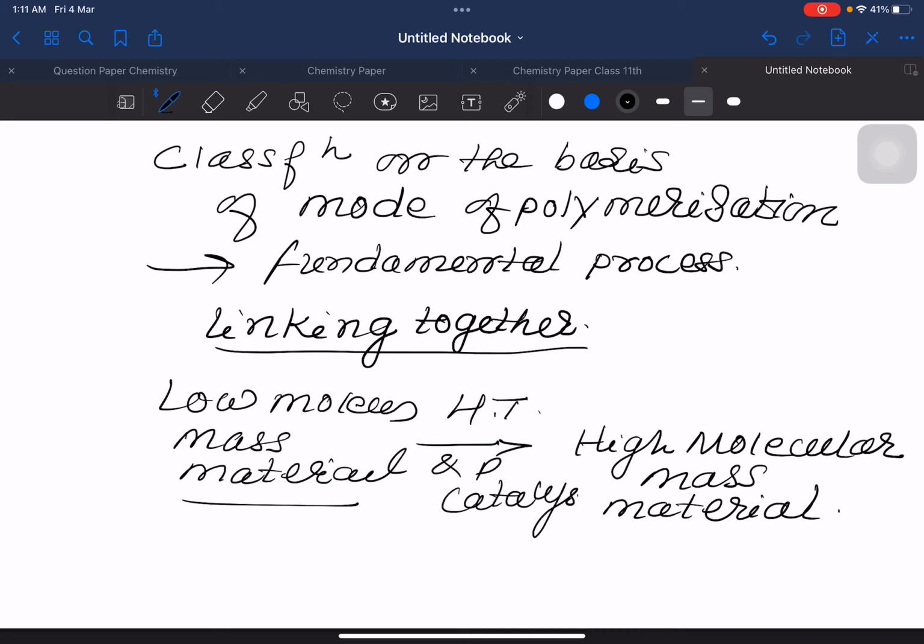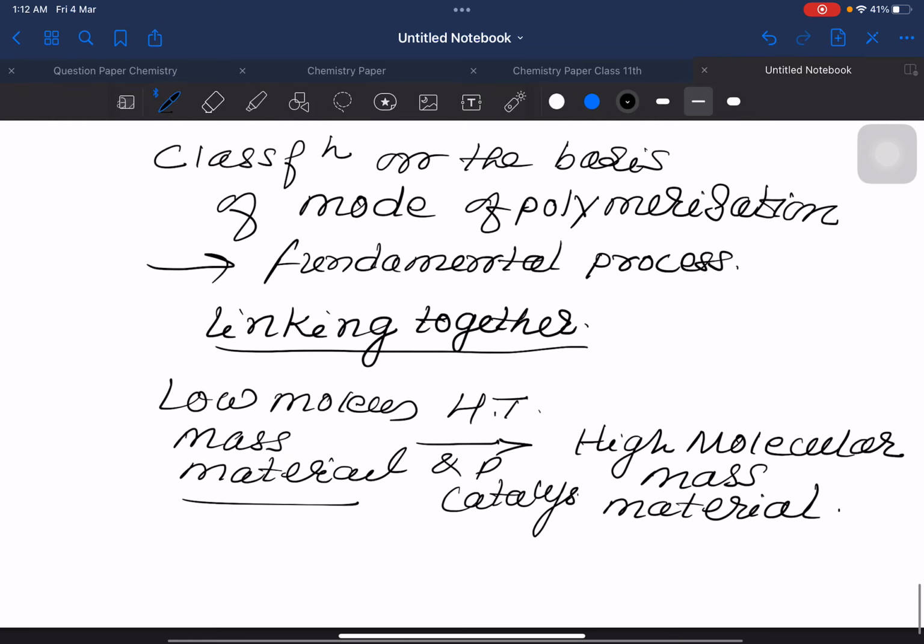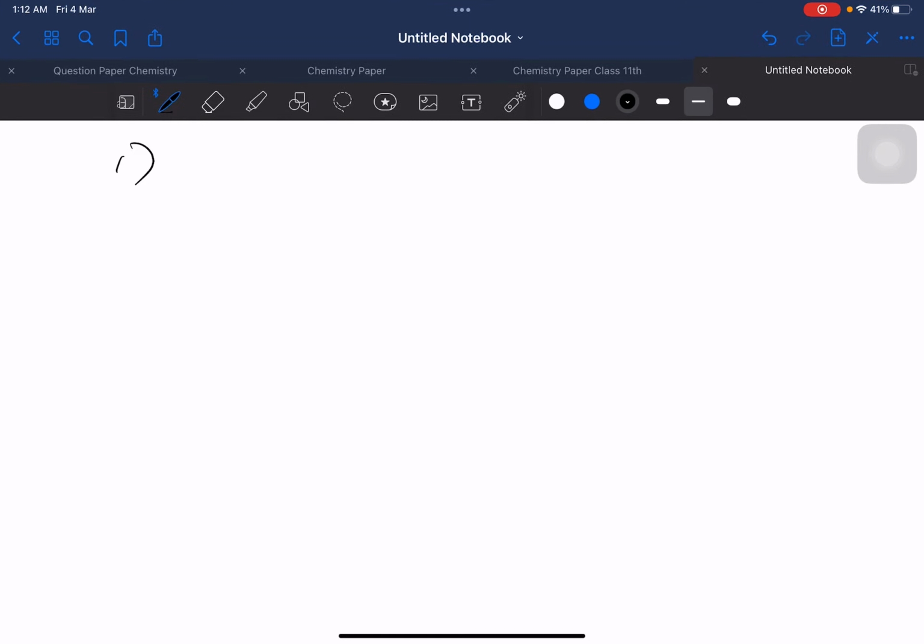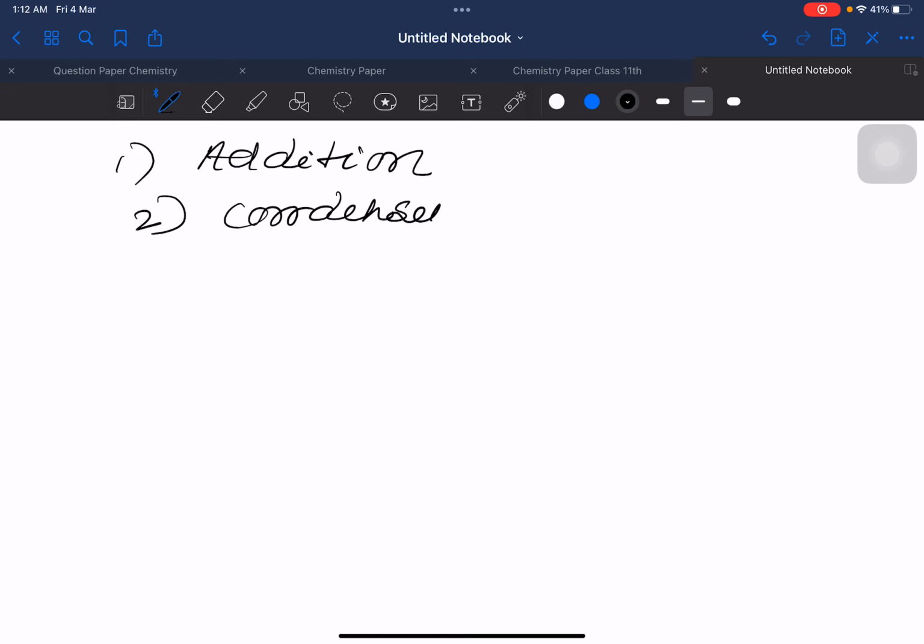There are three modes of polymerization, according to the type of reaction taking place between the monomers: addition polymerization, condensation polymerization and ring opening polymerization. First is addition polymerization, second is condensation polymerization, and third is ring opening polymerization.